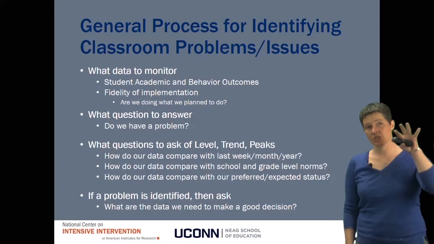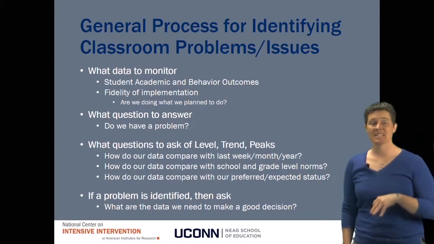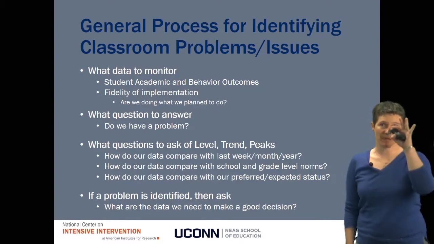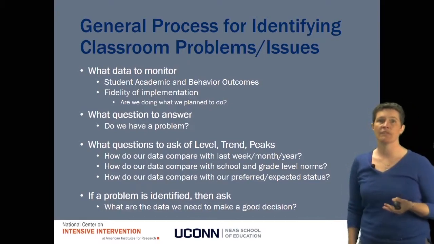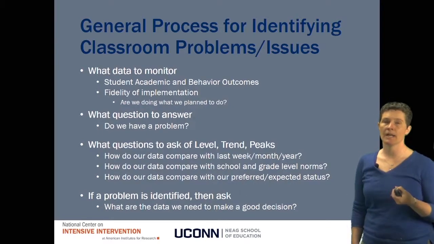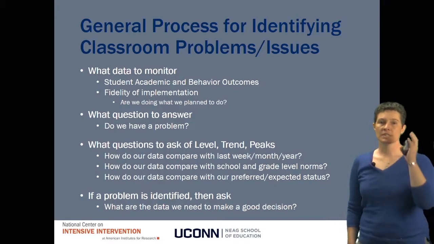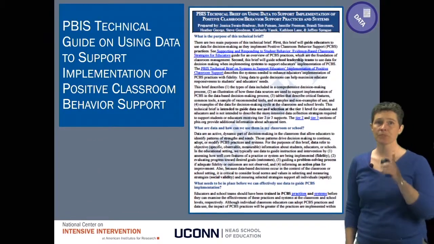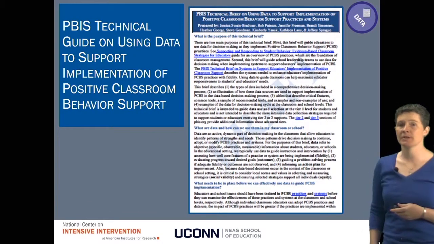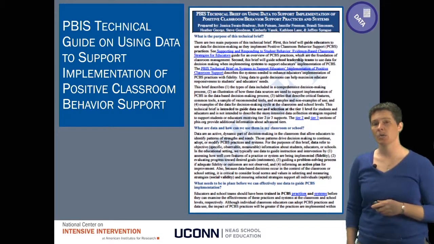The next piece is to think about levels, trends, and peaks. Is this something that's generally getting better? Is it generally getting worse? Is it spiking? And does it tend to spike at the same time every year? All of those sorts of things. And then if we identify a problem, then we need to think about what data do we need to help guide our intervention? What are the data that we need to help make a good decision? So this is the basic process that we're going to follow as we go through this module. You can find a lot more information about this process in a technical guide that's available on pbis.org.